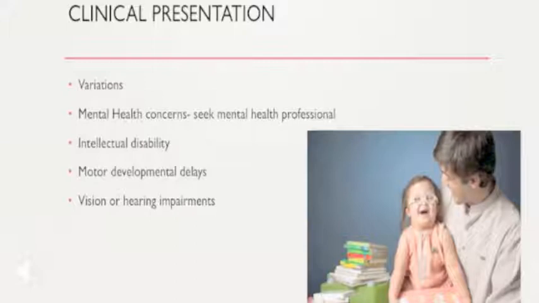Down syndrome is the most common identifiable cause of intellectual disability, which is 15 to 20% of the disabled population. So they do have motor development delays, and many meet developmental milestones later in life, such as walking or talking, and they also can have vision and hearing impairments.